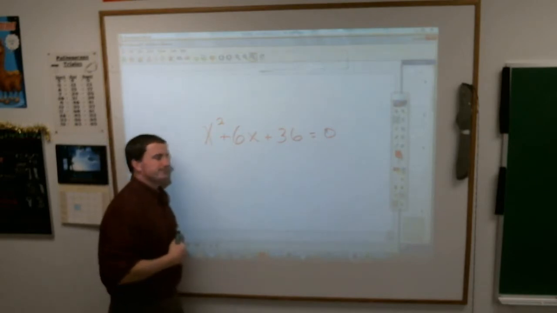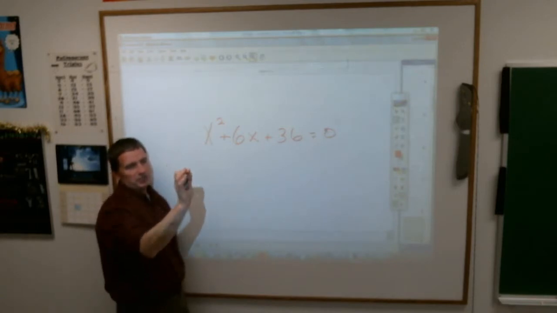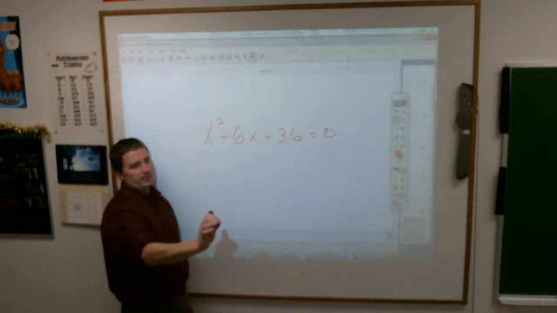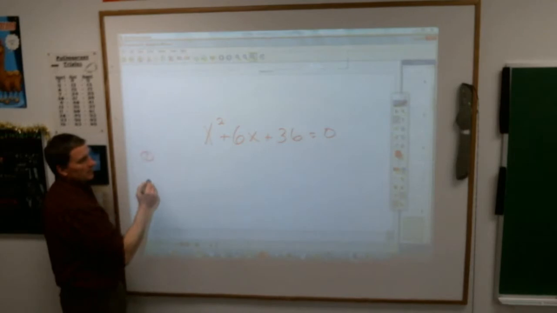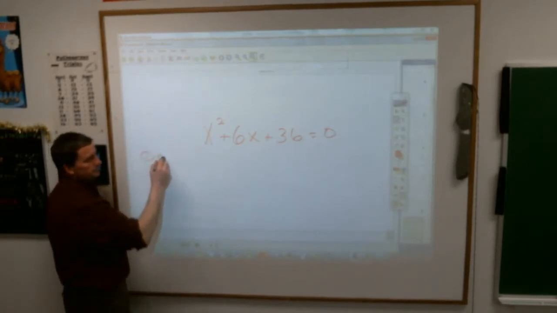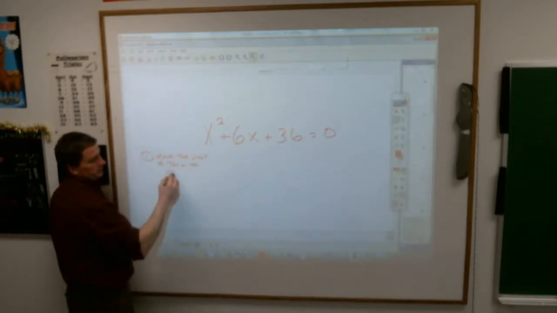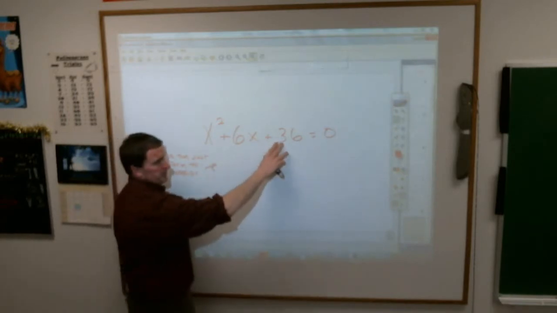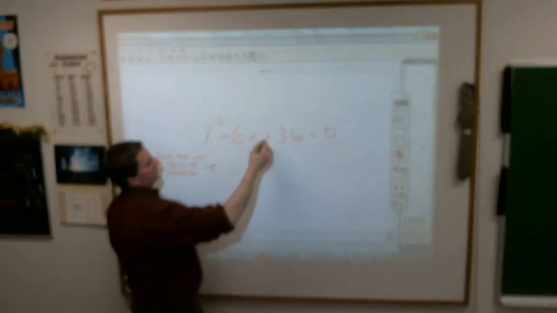Wait for it. Before you start blurting out, here are the directions you need to write down. This will make sense. Step number 1 is you need to move the number term to the other side. In other words, I don't want this 36 here right now, I want to put it on the other side. And I probably should have made it a minus 36.